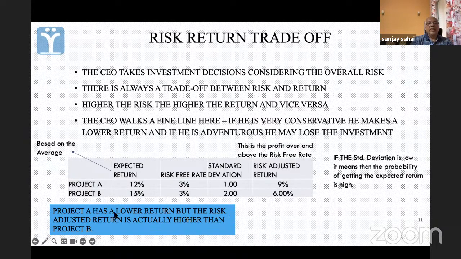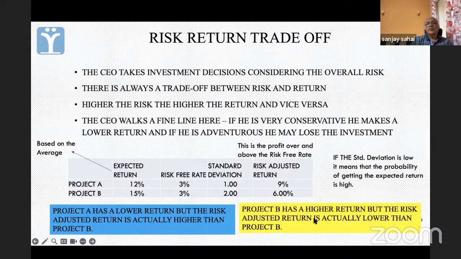So project A has a lower return, but the risk-adjusted return is actually higher than project B. If you are conservative, then probably you will go with project A. If you are not conservative, you want to really take a chance, you will go with project B.